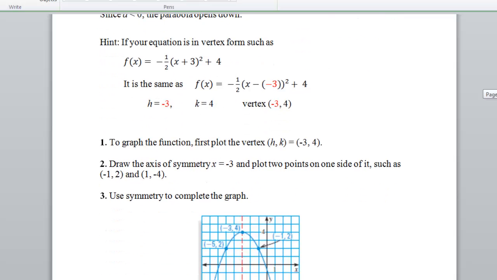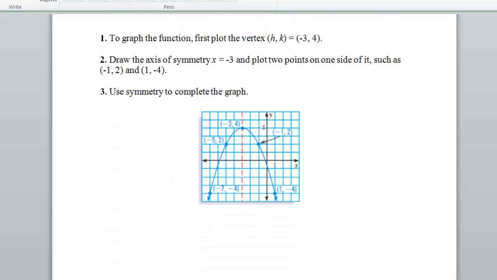Now, first thing we're going to do to graph this is to actually plot the point -3, 4. Our axis of symmetry is going to come through that vertex, which in this case is x equals -3. And then we're going to want to just t-chart a couple points off to the side. Now, I always make an effort to t-chart some easier x values. And in this case, this example chose to use -1 and a +1.